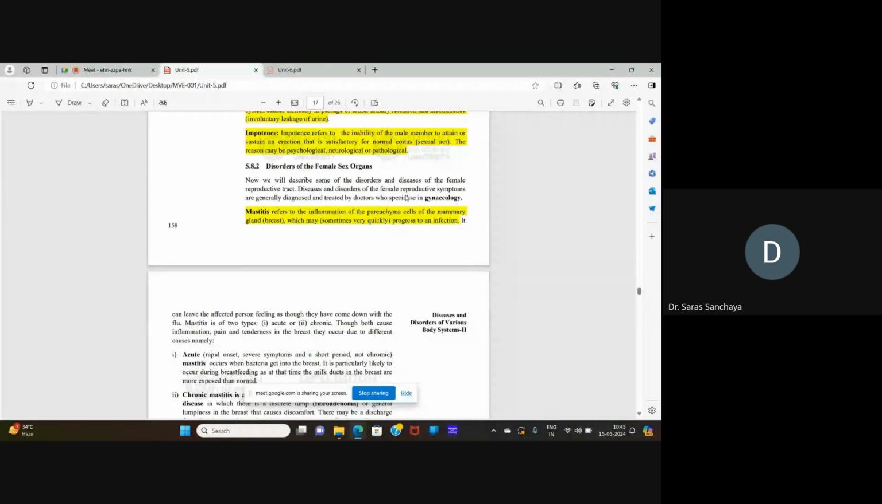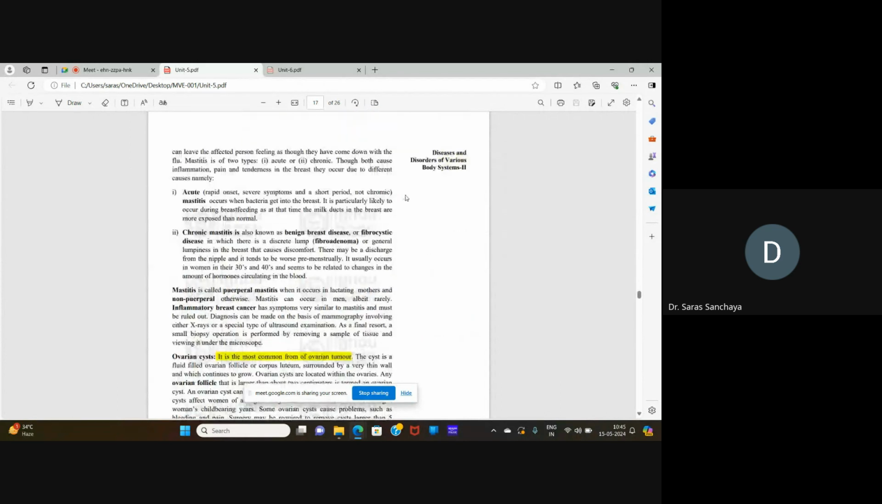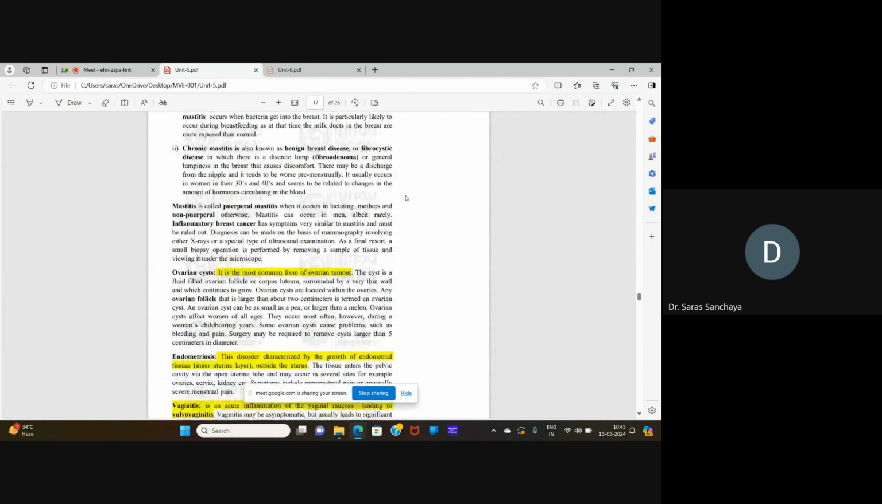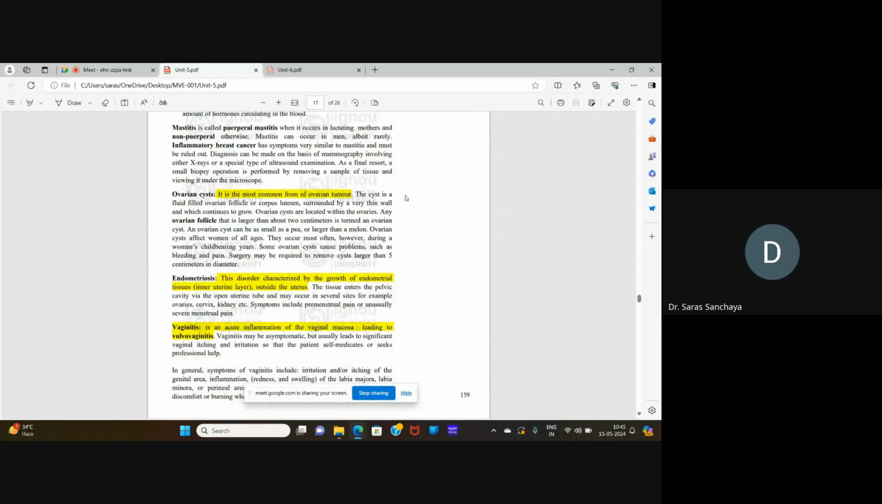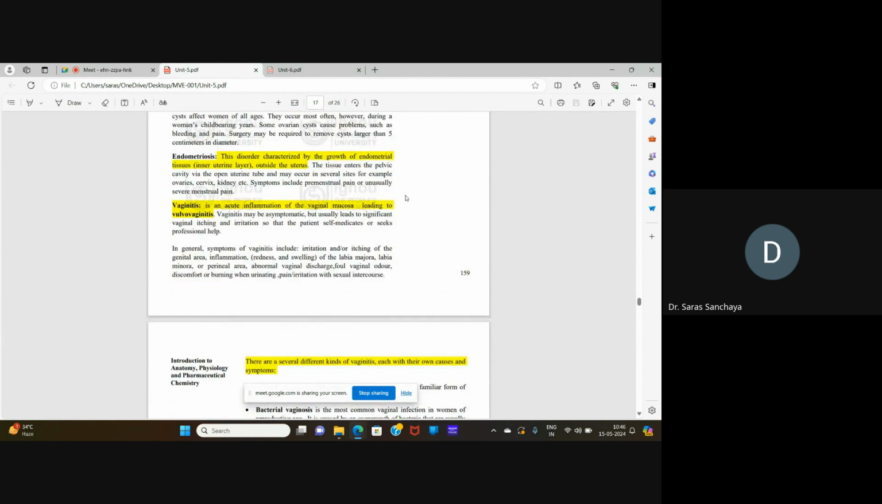Mastitis refers to inflammation of parenchymal cells of the mammary glands, which may sometimes very quickly progress to an infection. It can be acute mastitis or chronic mastitis. Then ovarian cyst. It is the most common form of ovarian tumor. Endometriosis, the disorder characterized by growth of endometrial tissues, that is inner uterine layer, outside the uterus.